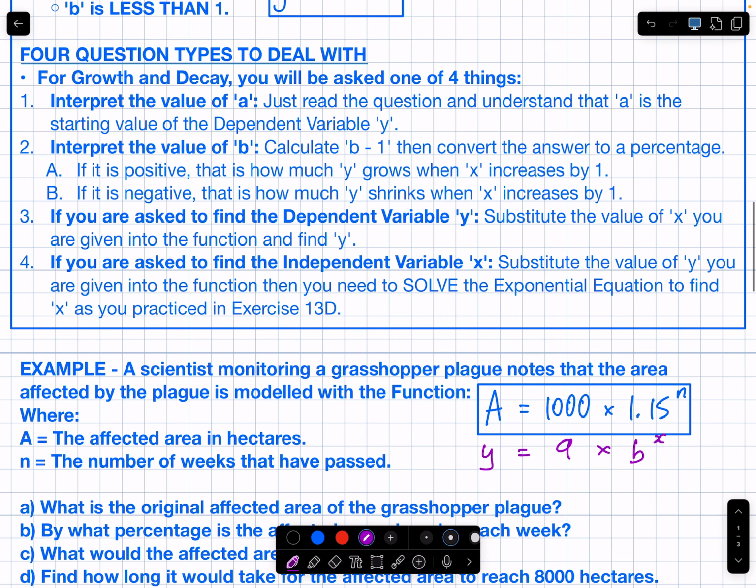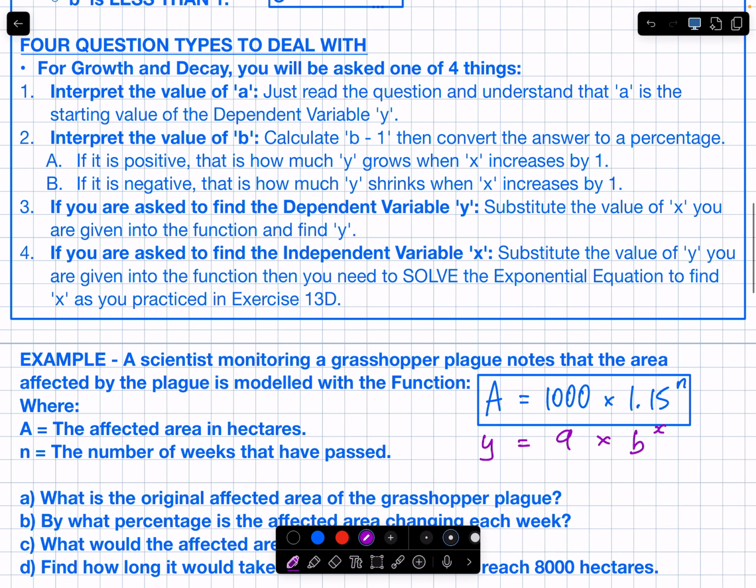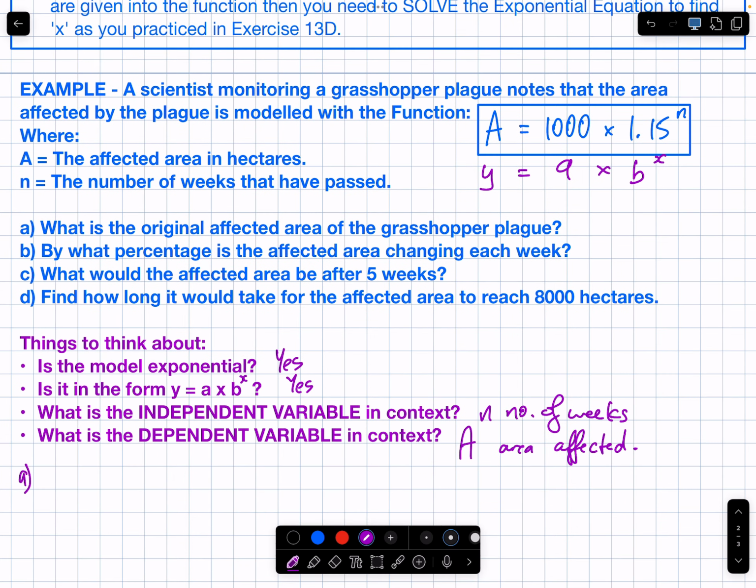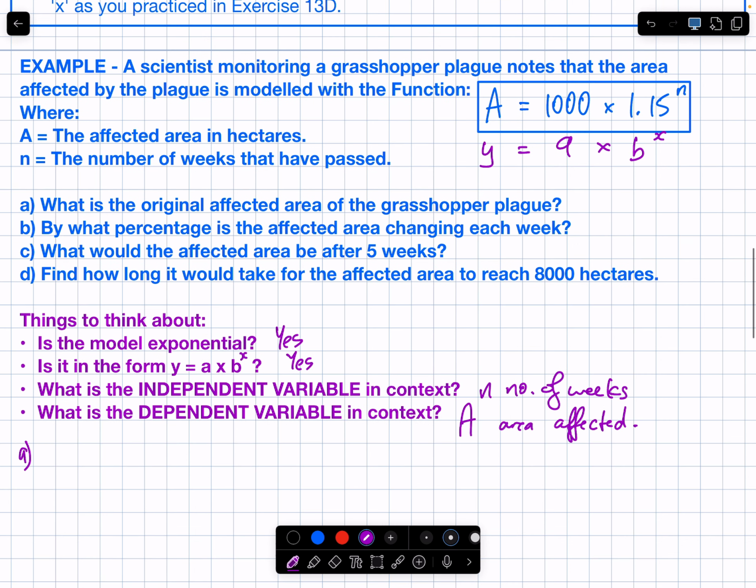Interpret the value of A. Just read the question. Understand that A is the starting value of the dependent variable. So in our model, what is A? 1,000. So what is the starting area that was affected by grasshoppers in the first place? 1,000 hectares. Yes, sir. So 1,000 hectares.